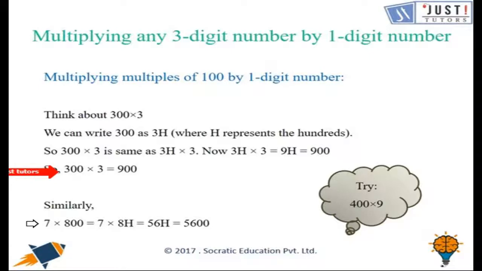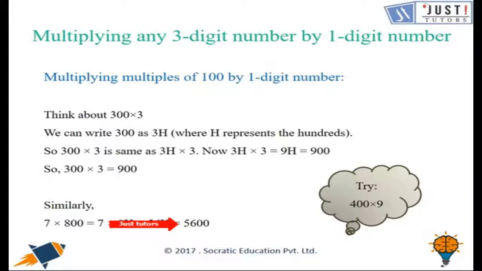Now let's try one more question. 7 times 800, and here 800 can be written as 8h. So 8h times 7 makes 56h, which is 56 hundreds, which we can write as 5,600.